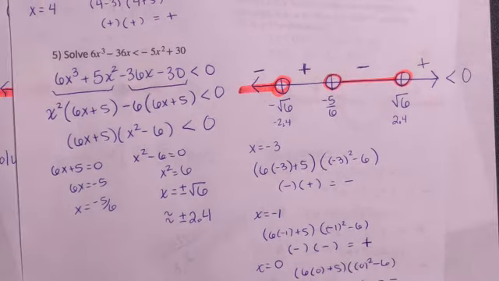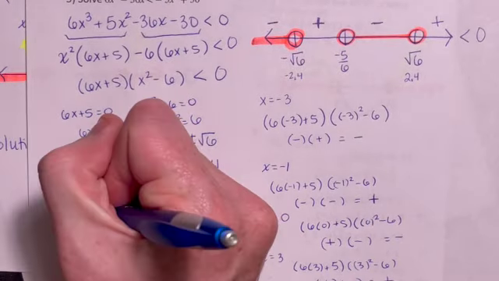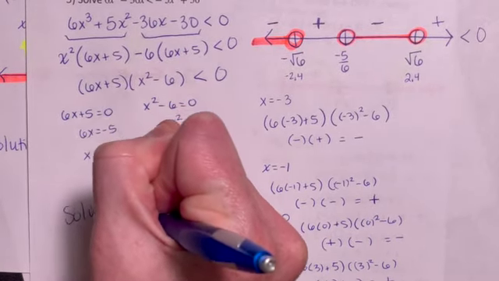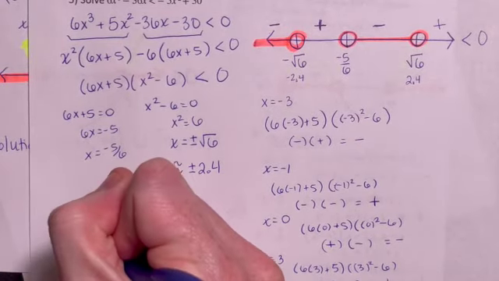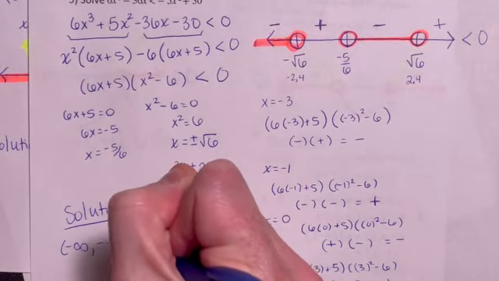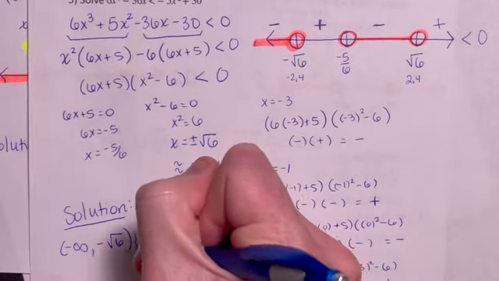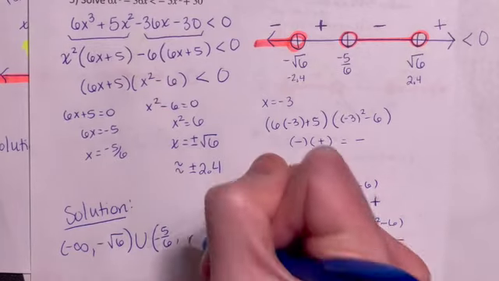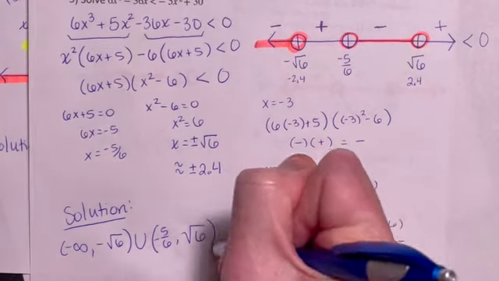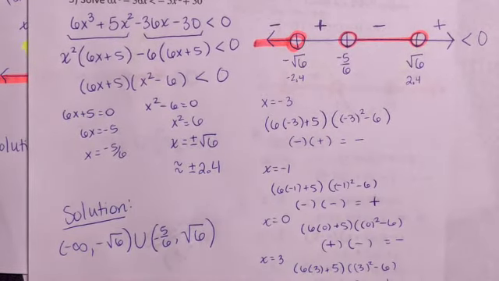So we get some uglier numbers, but our solution process was still the same. Our solution would be negative infinity up to negative square root of 6, then union, negative 5/6 up to positive square root of 6. And we can use these inequality methods for different applications.